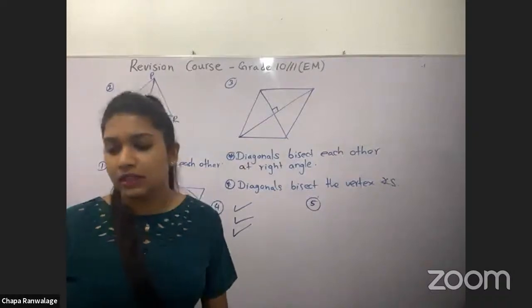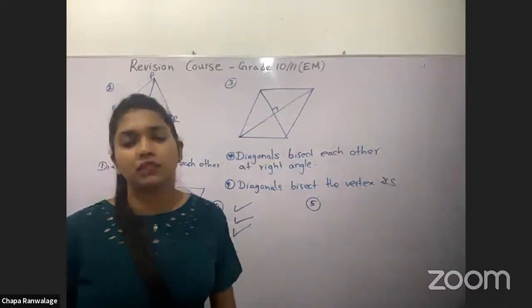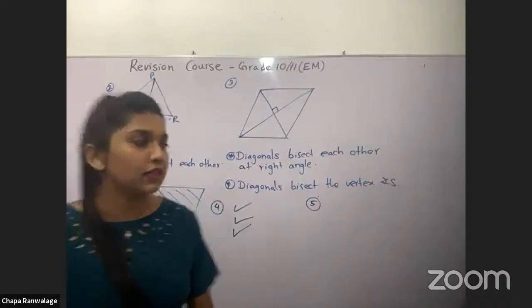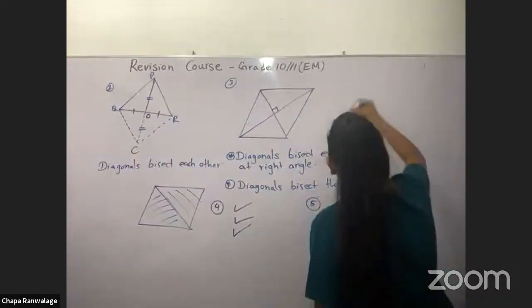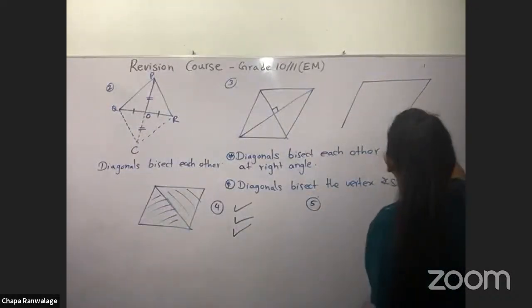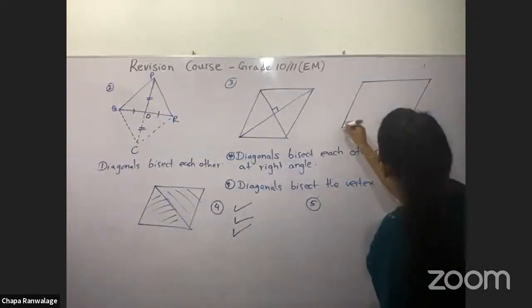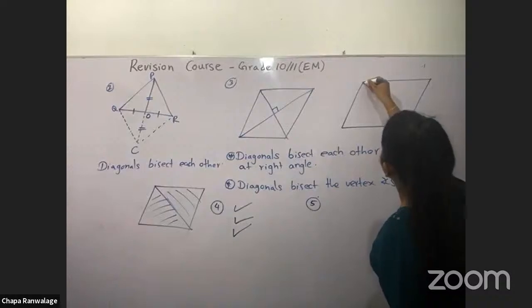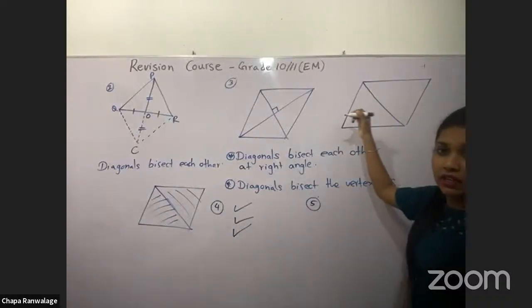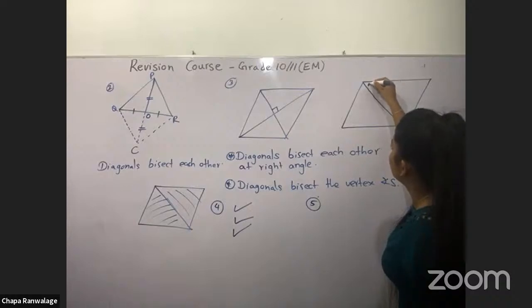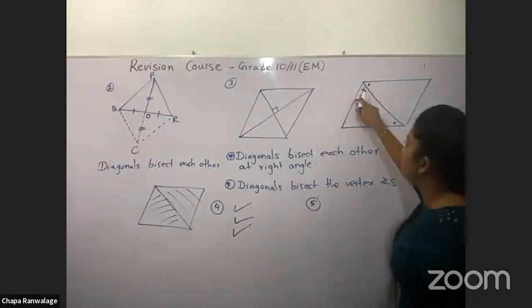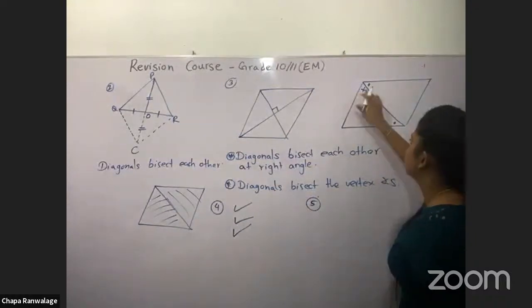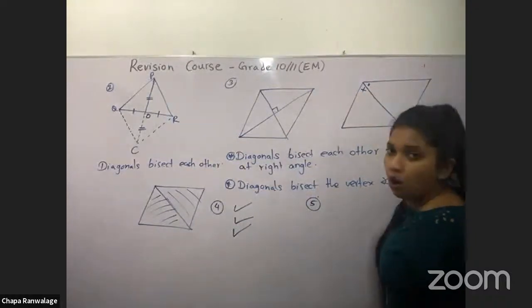In the parallelogram, the vertex angles are not bisected by the diagonals. They are not equal. In the parallelogram, now the vertex angles are not bisected. This one is not equal to this one. The magnitude of this one is not equal to this one. But you can say this one is equal to this one because of the alternate angles.